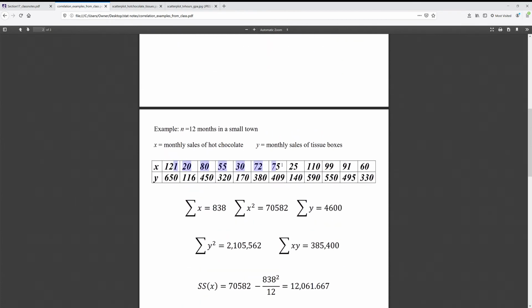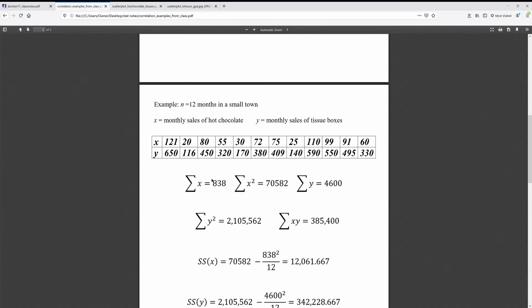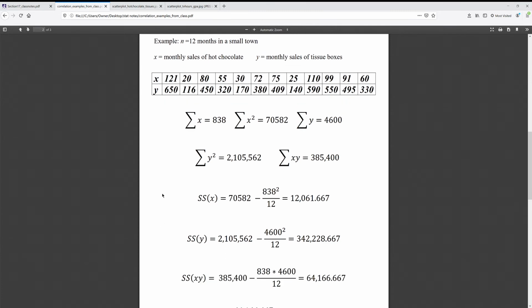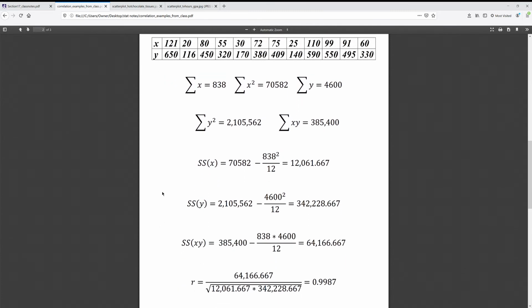In computing correlation in the previous video, we found the sum of the x's, 838. We found the sum of the y's, which was 4600. We squared the x's and added them up. We don't need that. We squared the y's and added them up. We don't need that. But of the things that we've talked about previously, we'll need the sum of the x's, the sum of the y's, the SSX, and the SSY. So there they are. And of course, correlation, our final answer. So that's what we've got to work with.